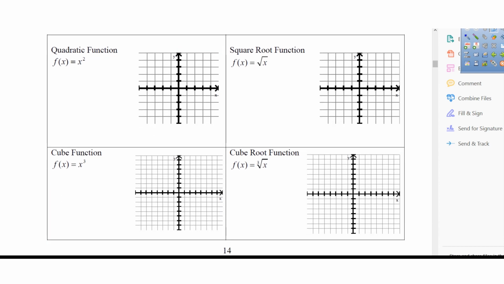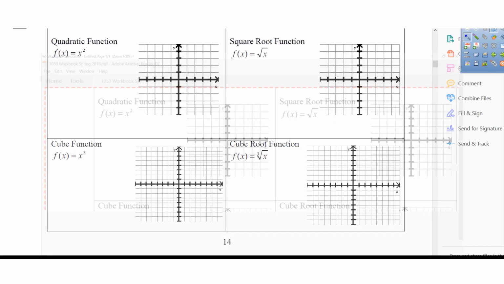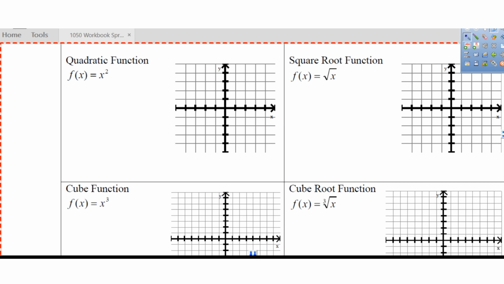All right, so what we're going to do is start with a parent graph, and we're going to adjust it according to what the equation is showing, okay? One parent graph that you absolutely need to know how to graph is y equals x squared, okay? Your vertex of the parent y equals x squared is right there. That's your vertex at 0, 0, okay?